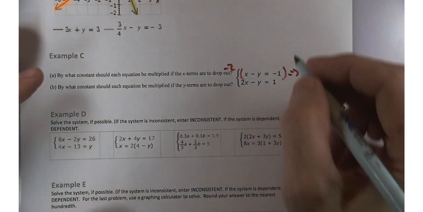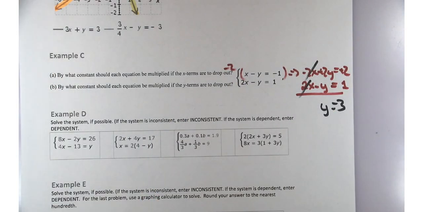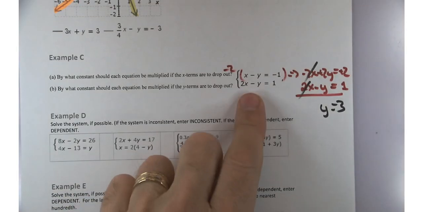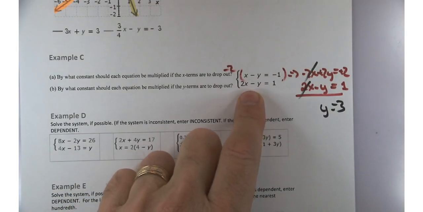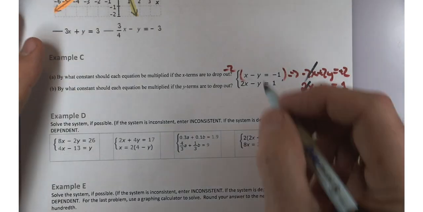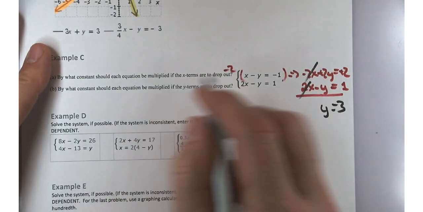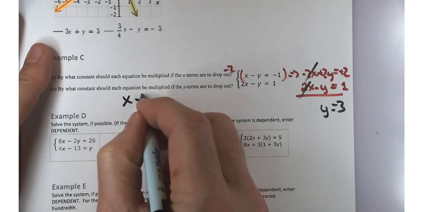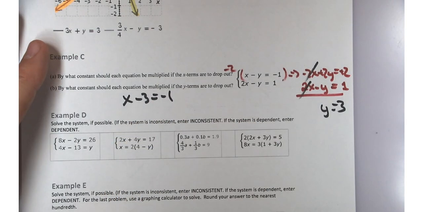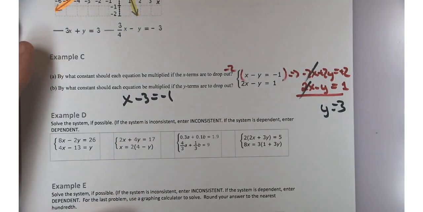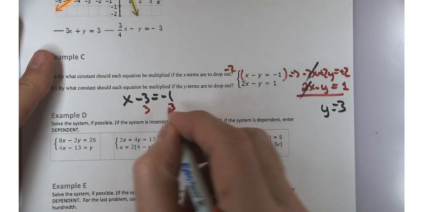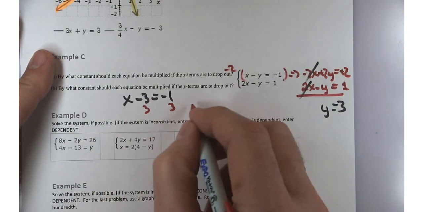Great. That's half of our solution. Let's see if we can find the other half. What would you think we can do to find the other half? Plug in y. Yeah, plug in y. You could plug in y into either of these two equations. It'll work fine either way. So let's plug it into the top equation. x minus 3 equals negative 1. If you add 3 to both sides, we'll end up with x equals 2.